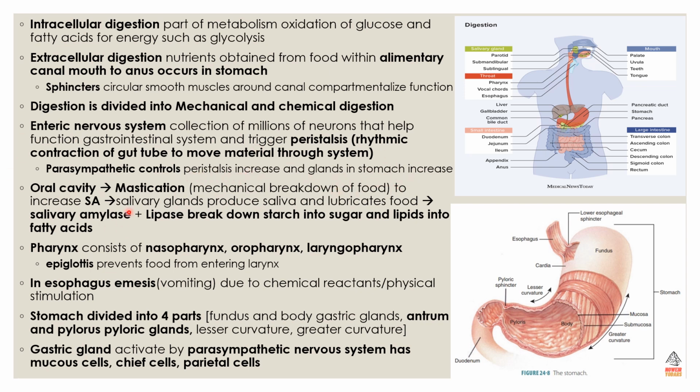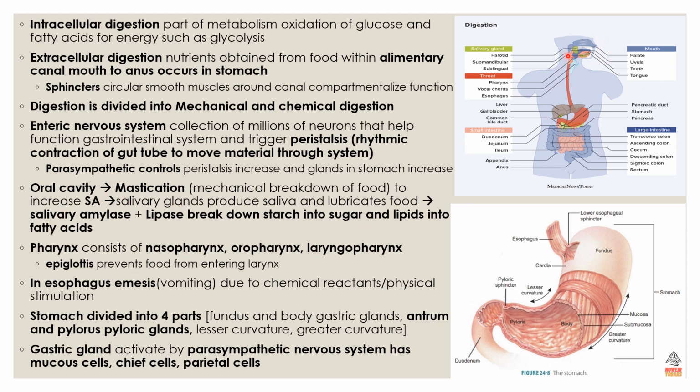So we're going to speak about what happens in the mouth, or the oral cavity. In the oral cavity, there's mastication that occurs. Mastication is the physical or mechanical breakdown of food to increase the surface area. So you want to increase the surface area of the food. You break it down, you keep chewing, and then salivary glands produce saliva, which lubricates the food and makes it easier to digest. They do that using salivary amylase and lipase. Salivary amylase breaks down starch into sugar monosaccharides, and then lipase breaks down lipids into fatty acids.